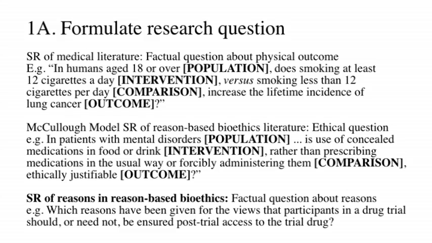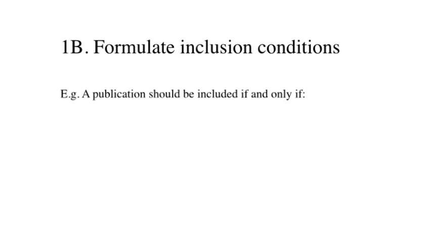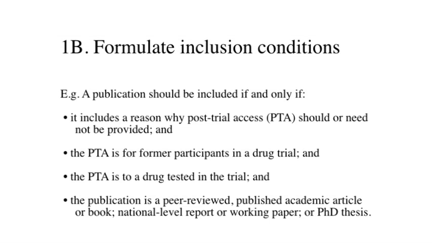Daniel Strech and I propose a different model for writing systematic reviews of reason-based bioethics, which address a factual question about reasons given. A sample question is, which reasons have been given for the views that participants in a drug trial should or need not be ensured post-trial access to the trial drug? One then formulates conditions for including or excluding publications identified by the search.